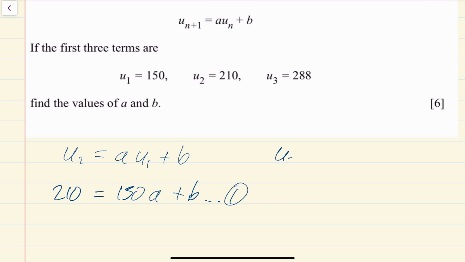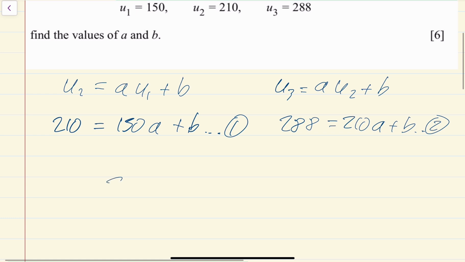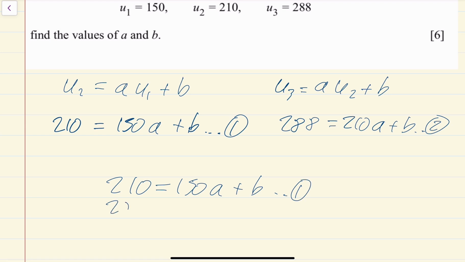Same idea, u3 would be equal to a times my u2 plus my b. So that means 288 in this case is equal to 210 times a plus b. So I've now got two equations, two unknowns. Let's just write them down again and go for it and solve these. Hopefully I have written those down correctly, and then we are good to go.